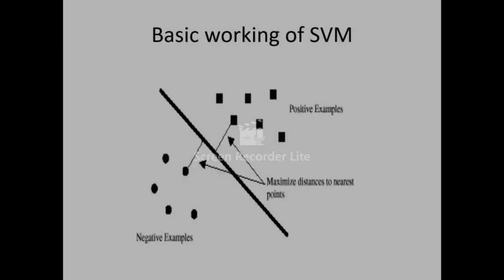So this is how the basic working of SVM is. Here the circles are the negative and the squares are the positive. There is a hyperplane in between them, and we can see the two arrows pointing as maximum distance to the nearest point. This is nothing but to find the accuracy between the two inputs that we have given.